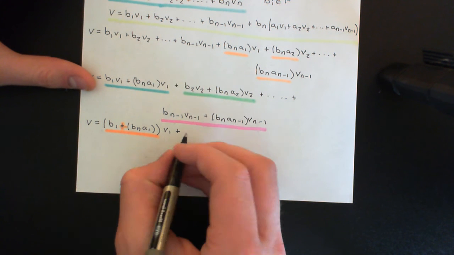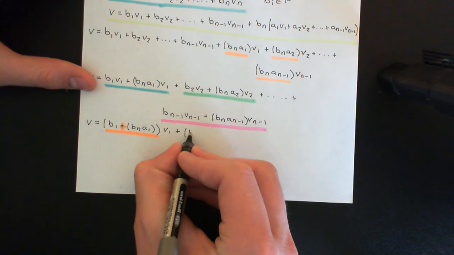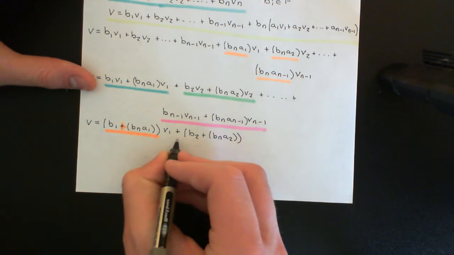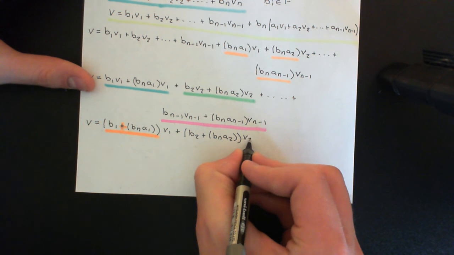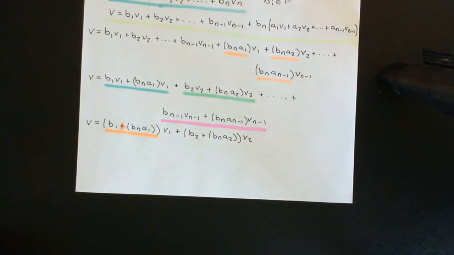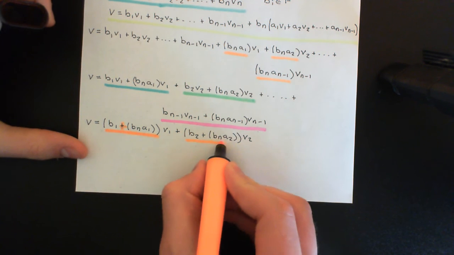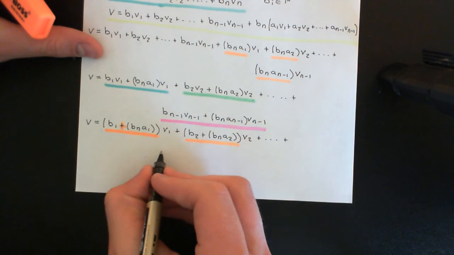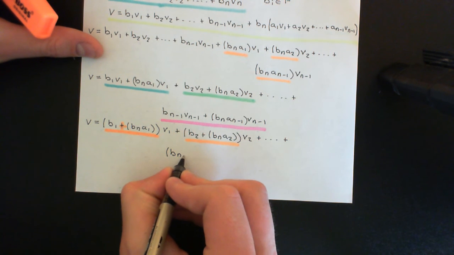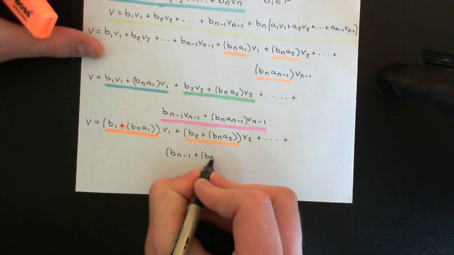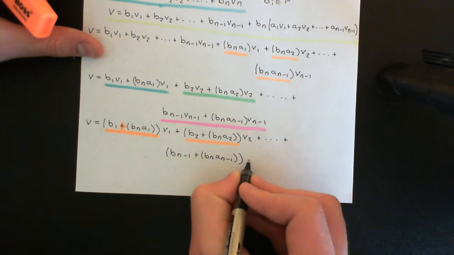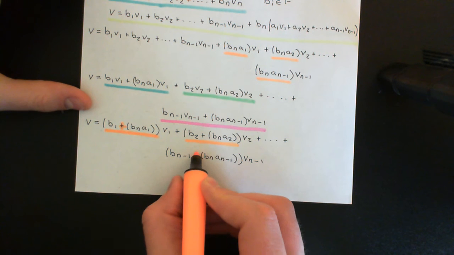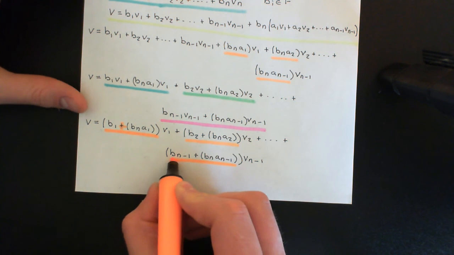And likewise for all the rest. So for v2 we'll have b2 plus bn times a2, and then all of that again is done in the field, and the answer to all of this, which is an operation in the field, is scalar multiplied by v2. Like so, and then you'll continue this process all the way until the final one down here, where we have bn minus 1 plus bn times an minus 1, times vn minus 1. Again, this is multiplication in the field and this is addition in the field, so this is just some answer in the field.